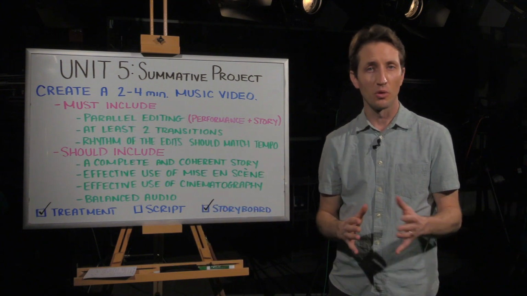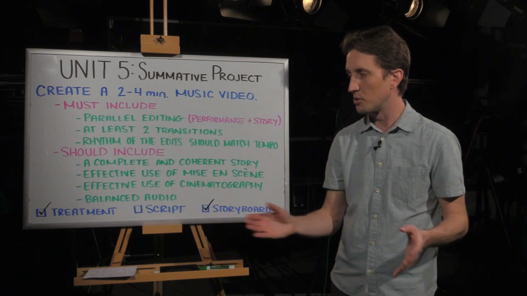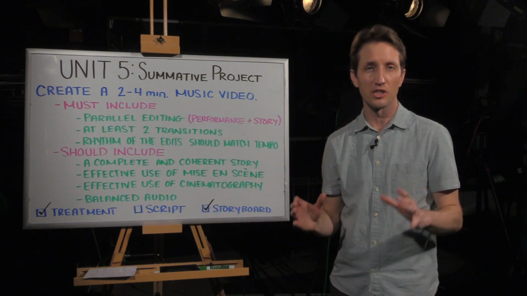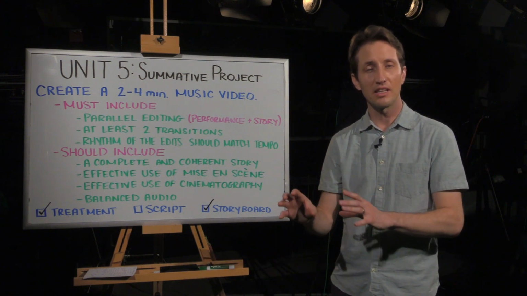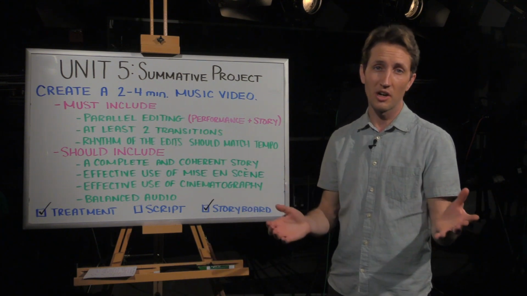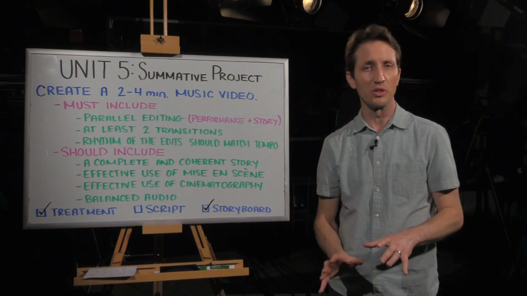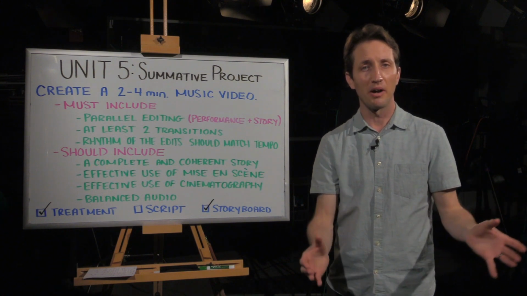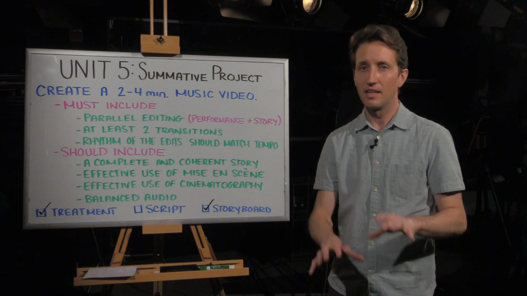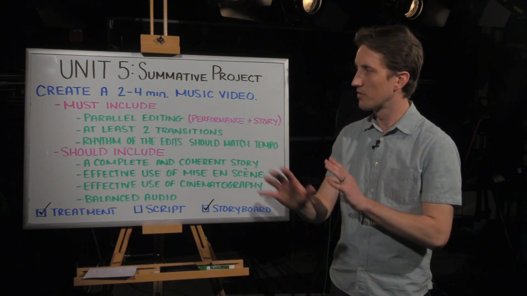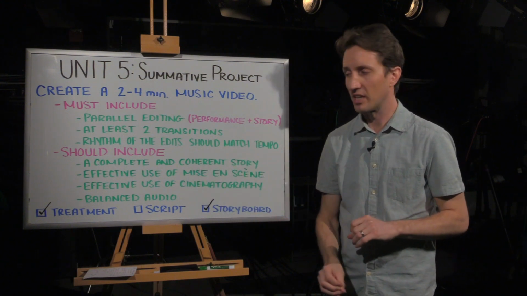What should your video include? Well, going all the way back to Unit 1, it should include a complete and coherent story. You have a character going on a journey. That journey should hit the 8 points of the story circle that we talked about all the way back in Unit 1. You should also include effective use of the mise en scène, talking about hair, costumes, and makeup, talking about props, lighting, color, blocking. All of these things should be considered when shooting your music video.